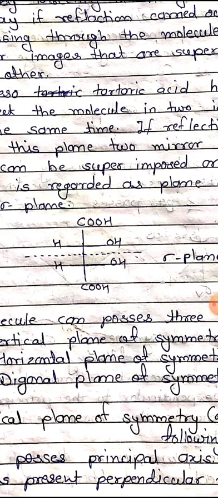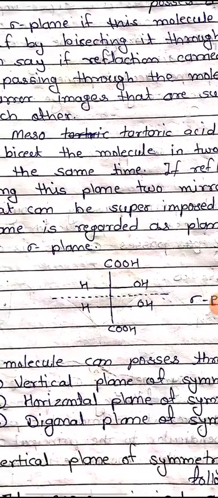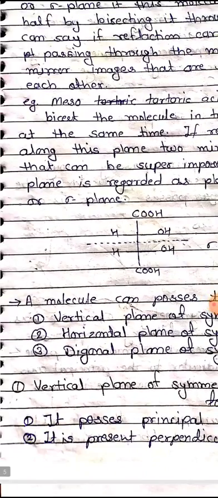In meso tartaric acid, you can see that the molecule is bisected from the middle, which is shown as the sigma plane. If the molecule is bisected, then you get two identical halves that are mirror images of each other and can easily be superimposed on each other. Thus, this plane will be the sigma plane or plane of symmetry.